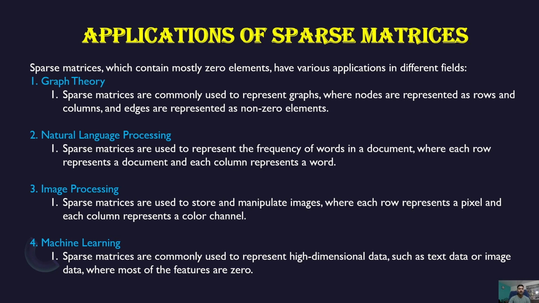Image processing: sparse matrices are used to store and manipulate images, where each row represents a pixel and each column represents a color channel. Machine learning: sparse matrices are commonly used to represent high-dimensional data, such as text data or image data, where most of the features are zero.